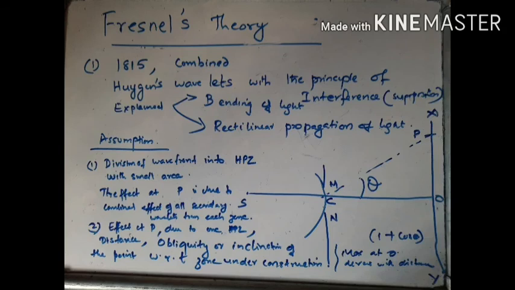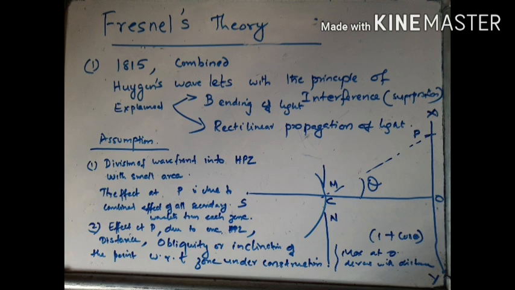Now let us discuss the Fresnel theory of diffraction. In 1815, Fresnel combined Huygens wavelets with the principle of interference, and using this theory he was able to explain bending of light as well as approximate rectilinear propagation of light. For that he made some assumptions which are known as Fresnel's assumptions.